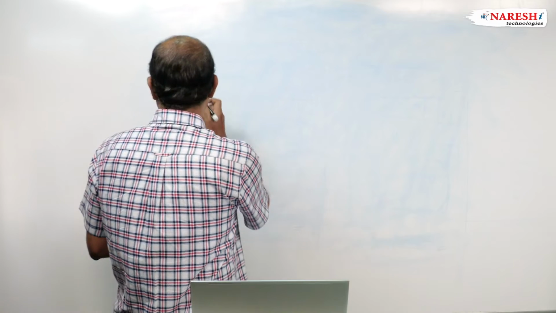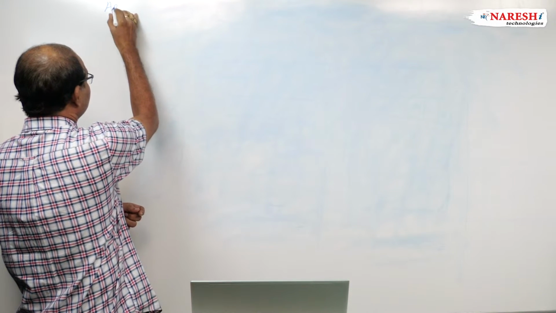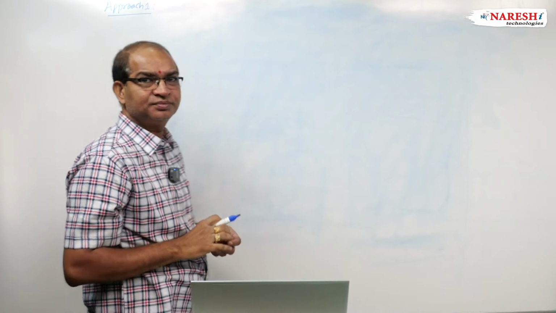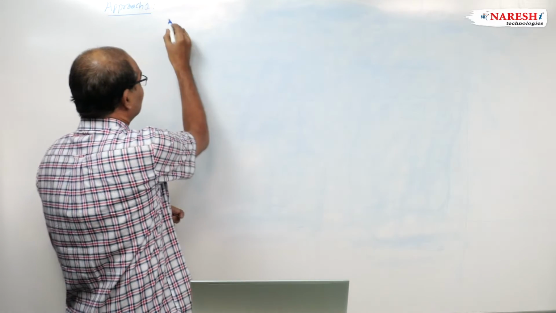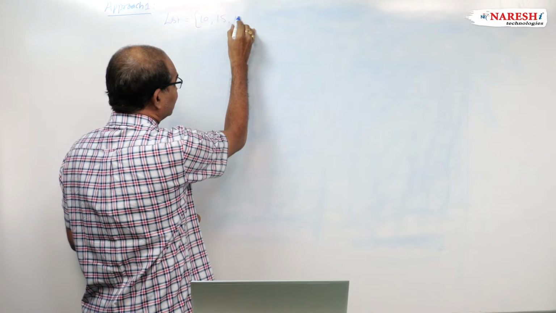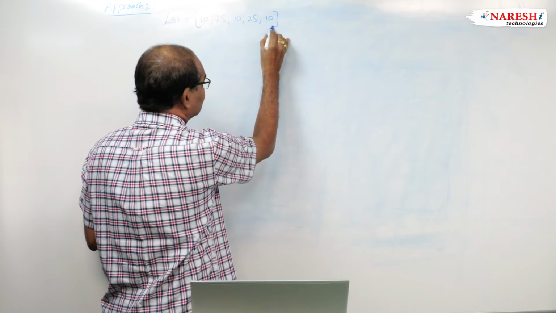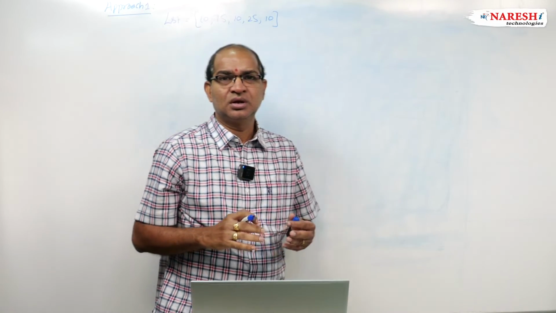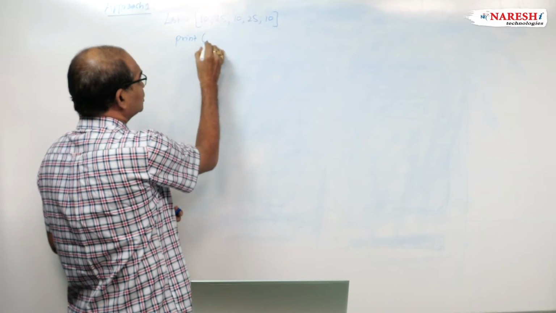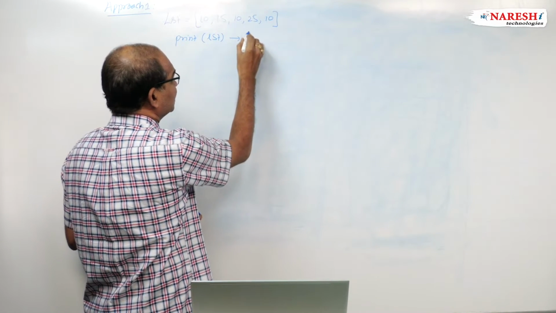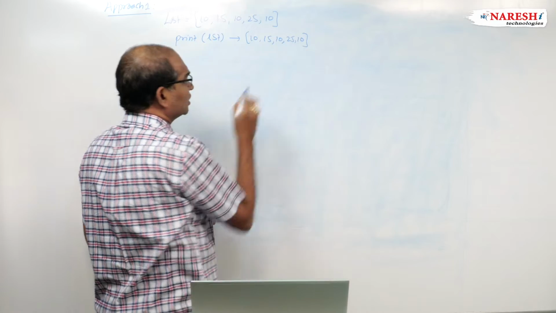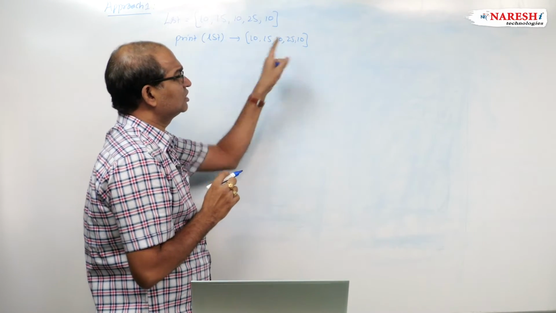Suppose we take approach number 1 to eliminate the duplicates. The first example is LST is equal to 10, 15, 10, 25, 10. This is my given list of elements. I'll write print of LST, which will print this entire data. To eliminate these duplicates: 10 is visible 3 times.